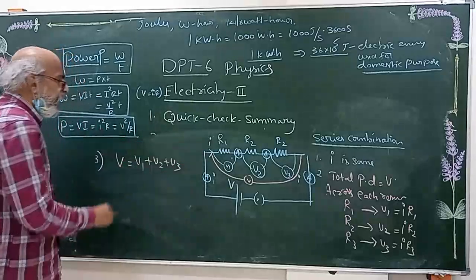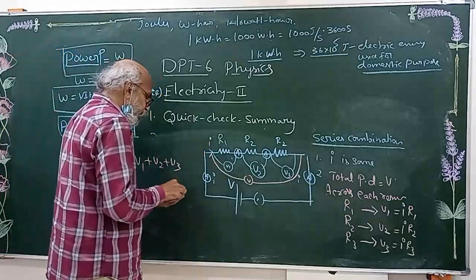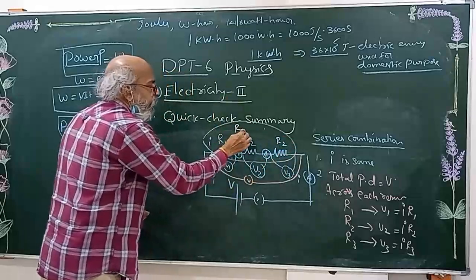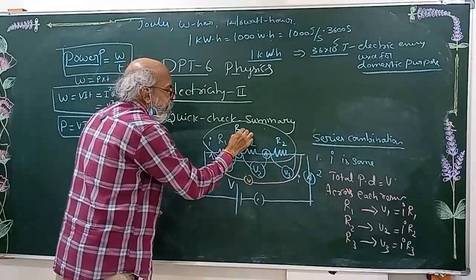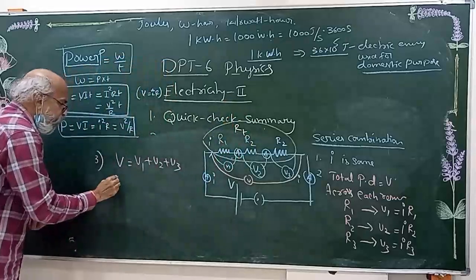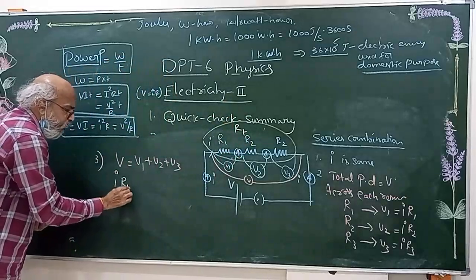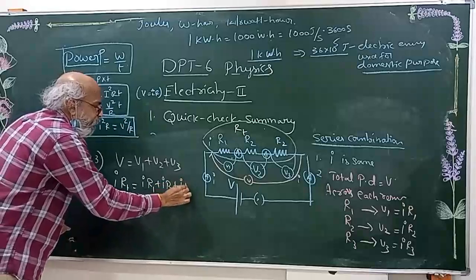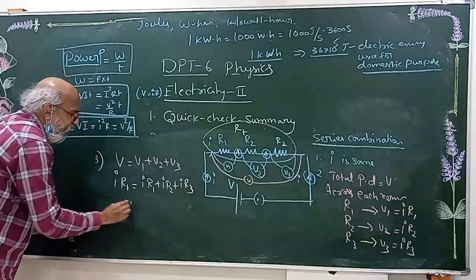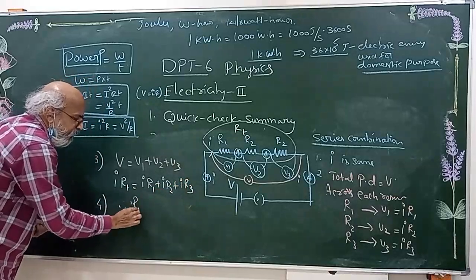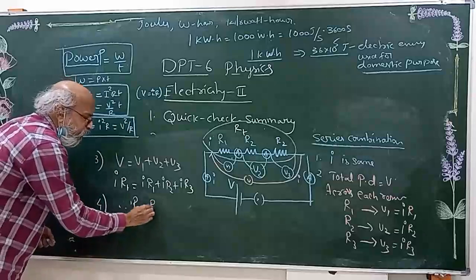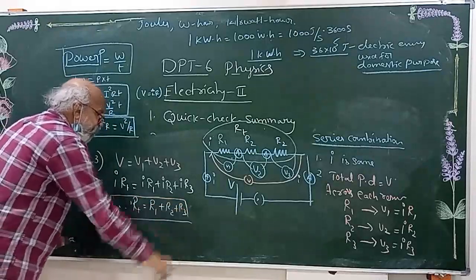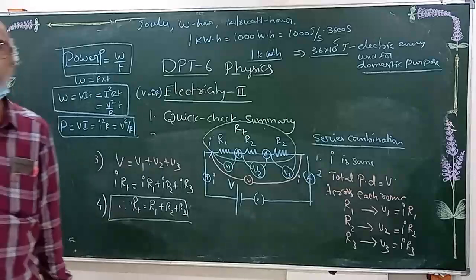Substituting all those things, let this total combination offer the resistance R total, the resultant. So what happens? I into RT is equal to IR1 plus IR2 plus IR3. So cancelling I, we get the fourth result. Total resistance, the resultant resistance, is equal to the sum of their individual resistances. These are the important features of series combination.